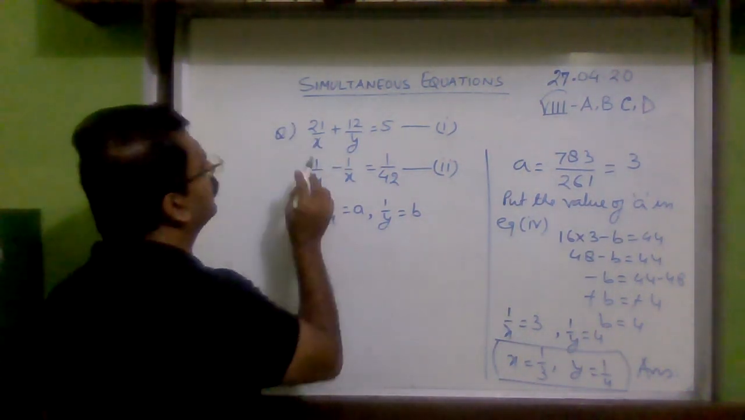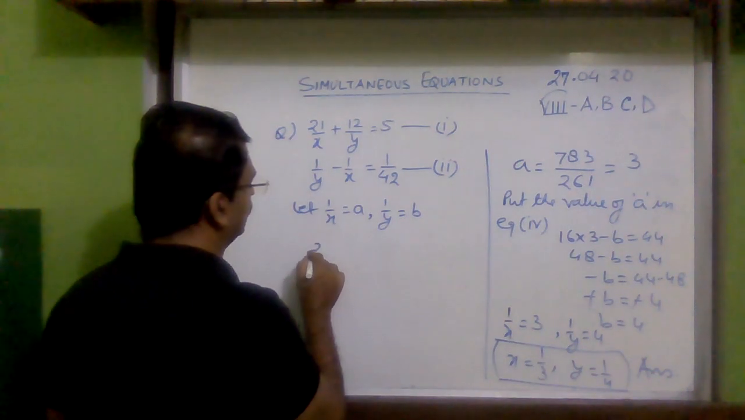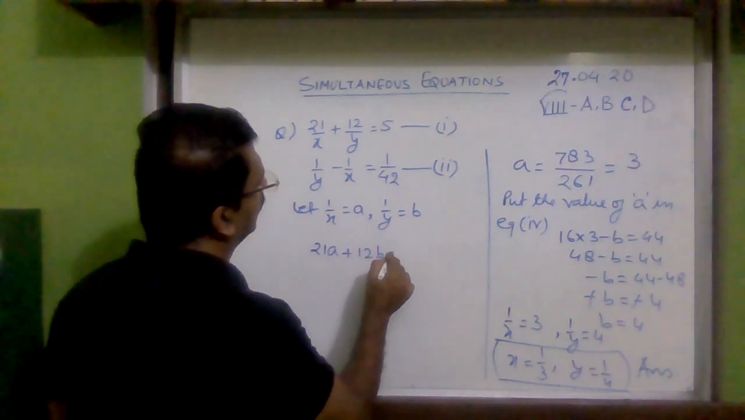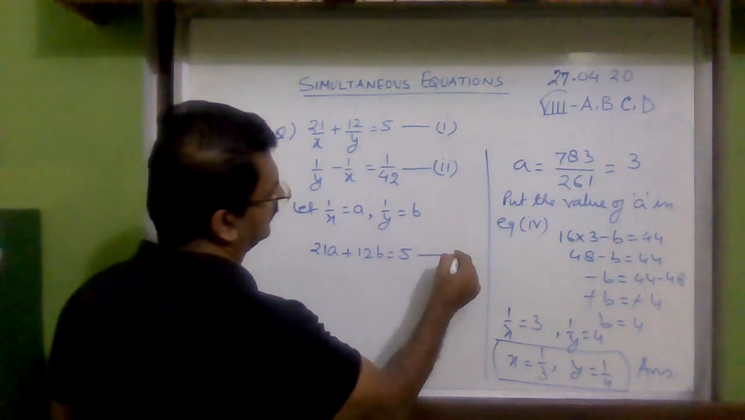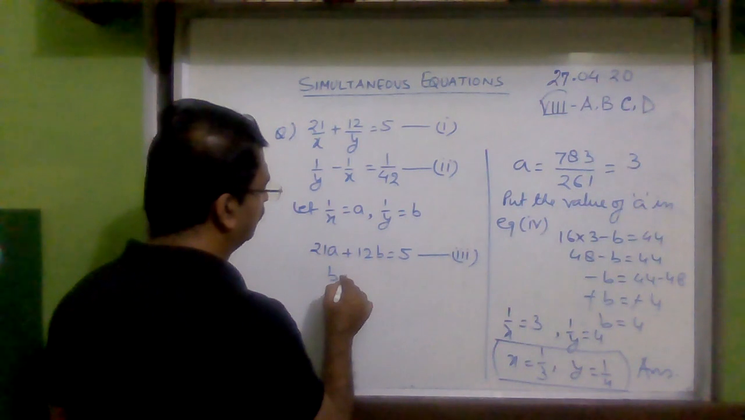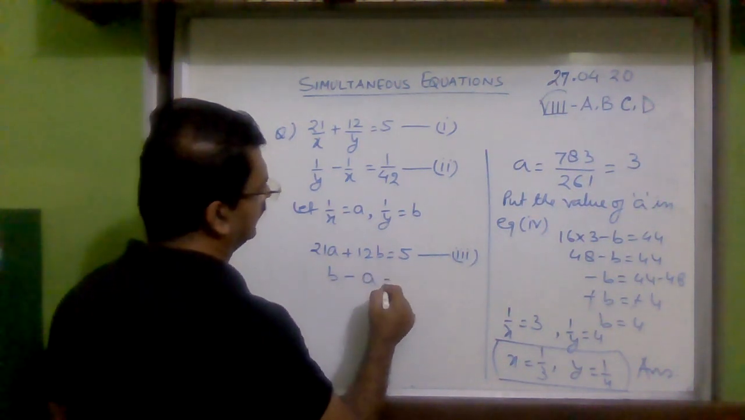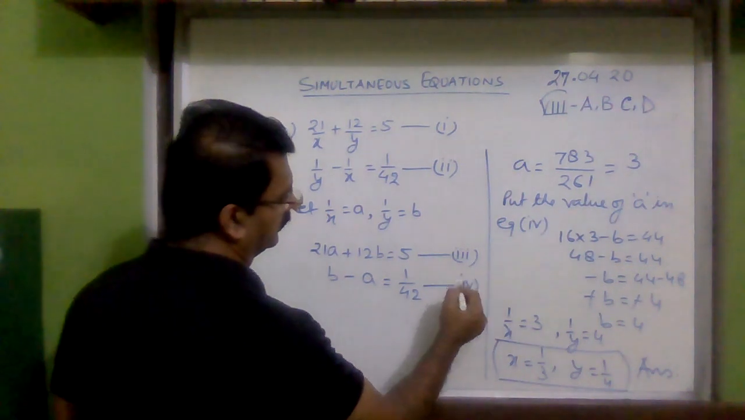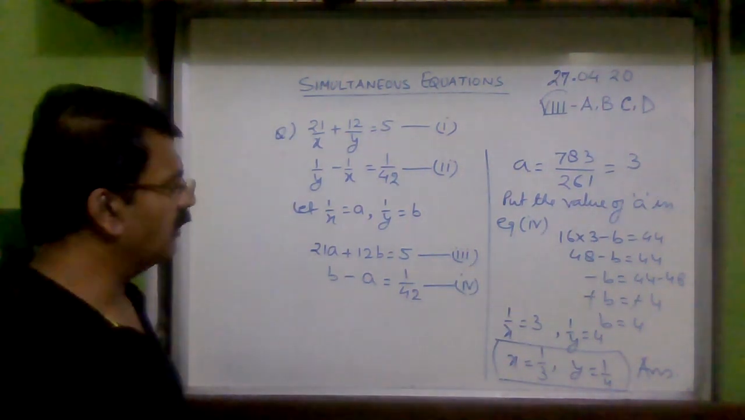Now, if we put 1 upon x is equal to a here, then it will be 21a plus 12b is equal to 5. This is equation number 3. And b minus a is equal to 1 upon 42. That is equation number 4. Clear?